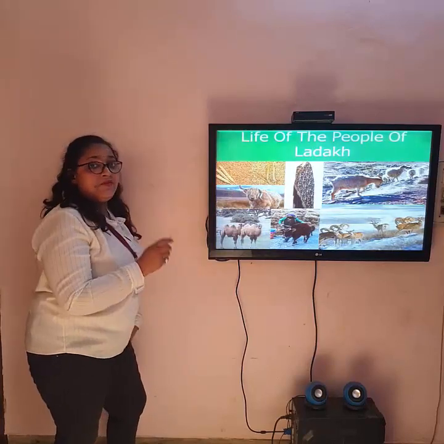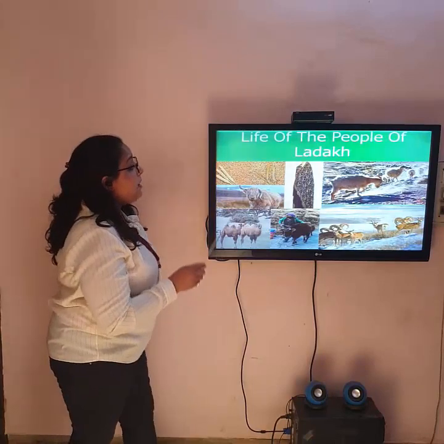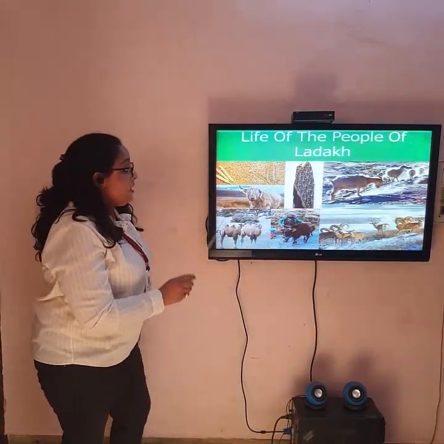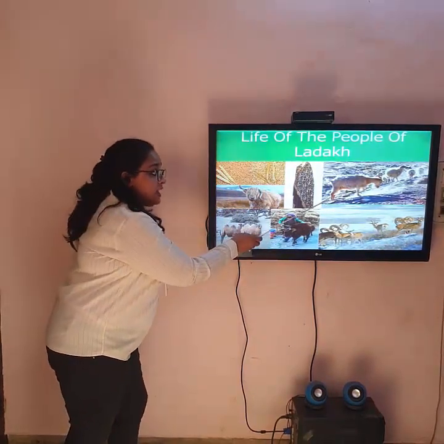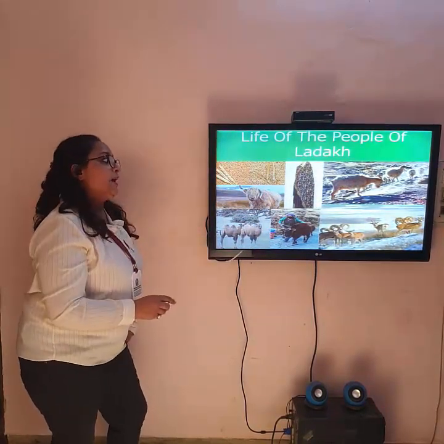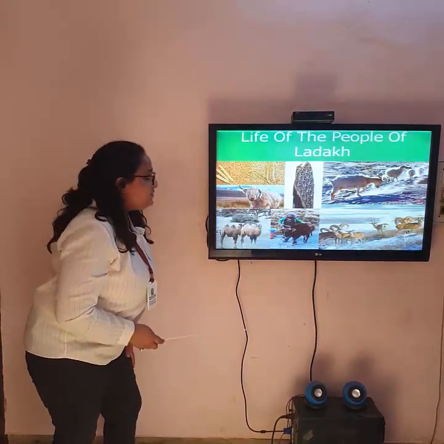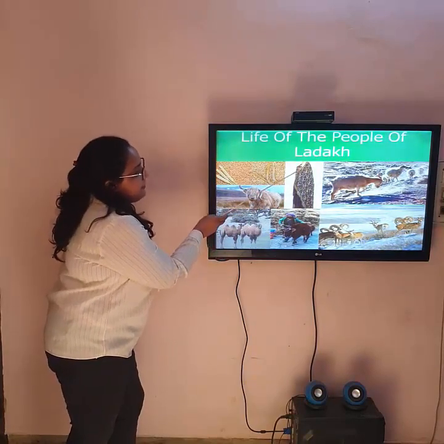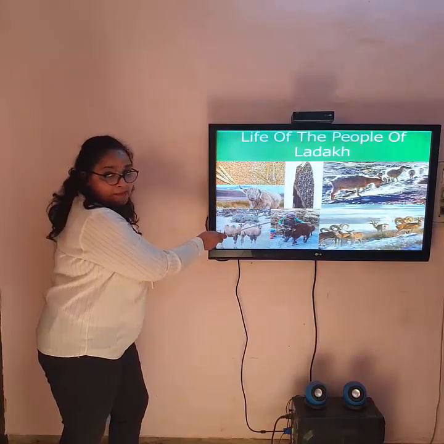Here wheat and barley are the main crops they grow. People are dependent on sheep rearing, and yak, cow and goat rearing. But sheep rearing is the main occupation because these are special sheep and they produce pashmina wool. People collect the pashmina wool and transfer it to the Kashmiri people, and you can see from this slide the example of pashmina wool shown through this picture.